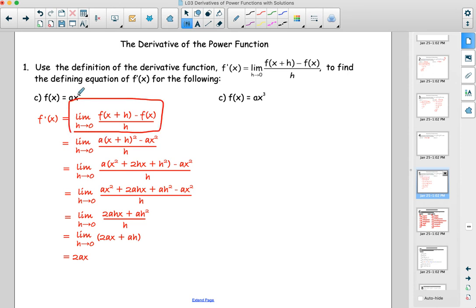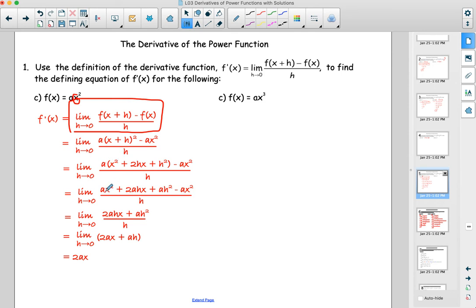I'm now going to plug in x plus h right in here. So I'll get a times (x plus h) all squared, minus f at x, which is ax squared. Now going to expand this. This is going to be x squared, x times h times 2 is plus 2hx, h times h is h squared, so we get to here.